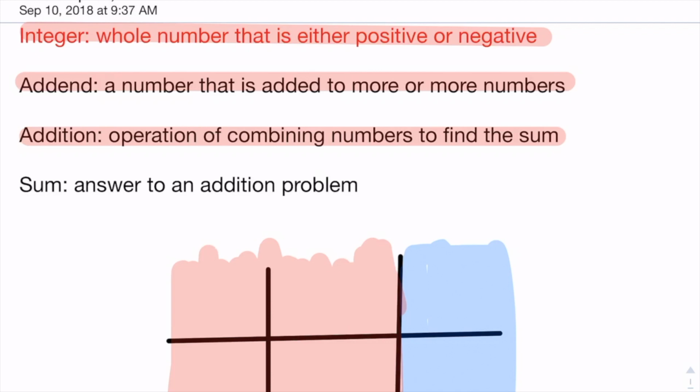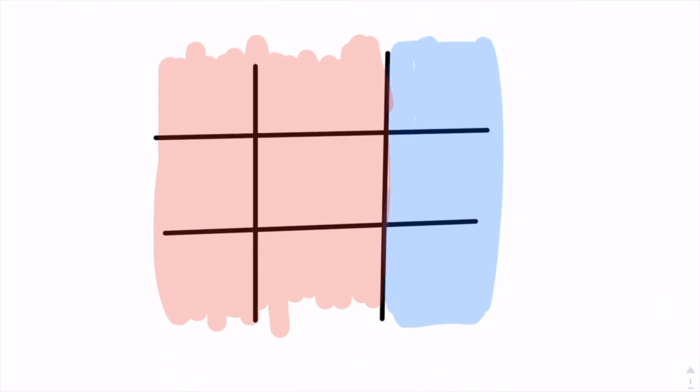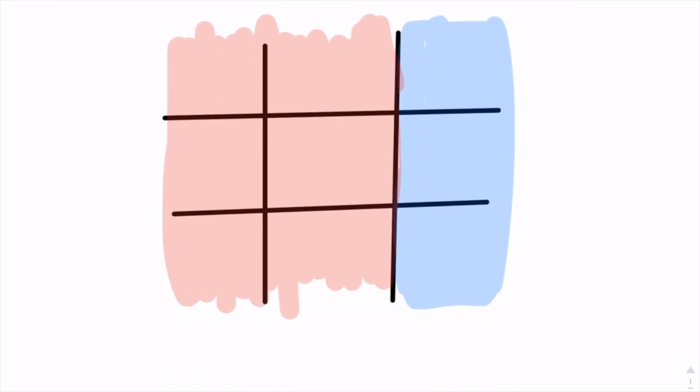And the answer to an addition problem is called the sum. So we're going to look at these in two different ways. The first way we're going to look at them is through this chart.